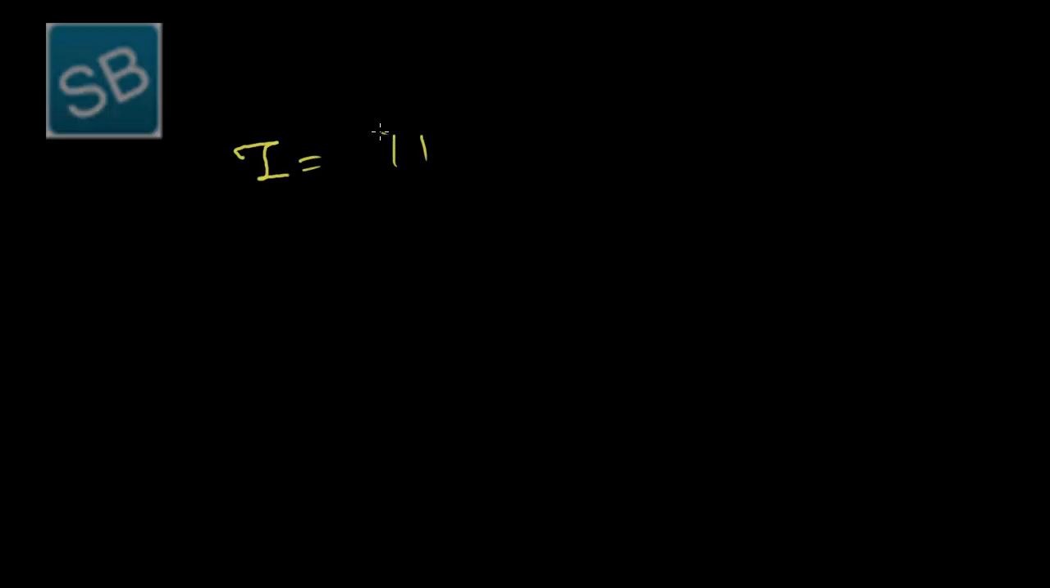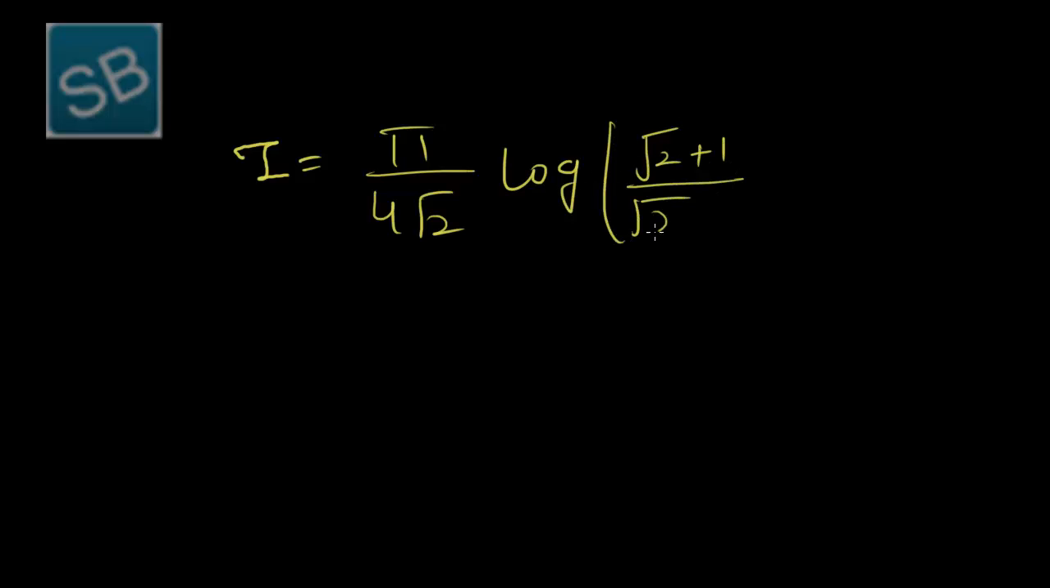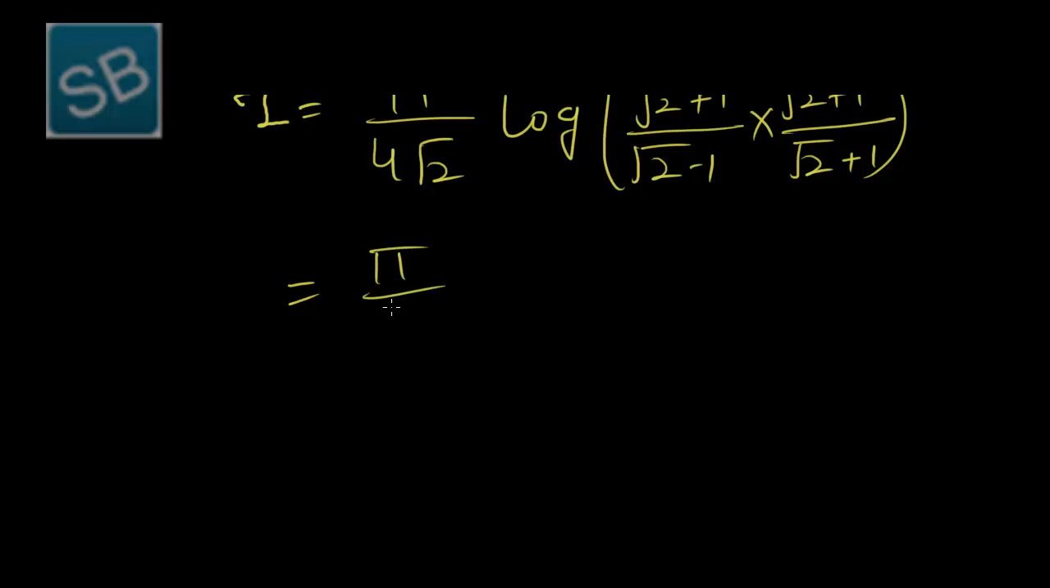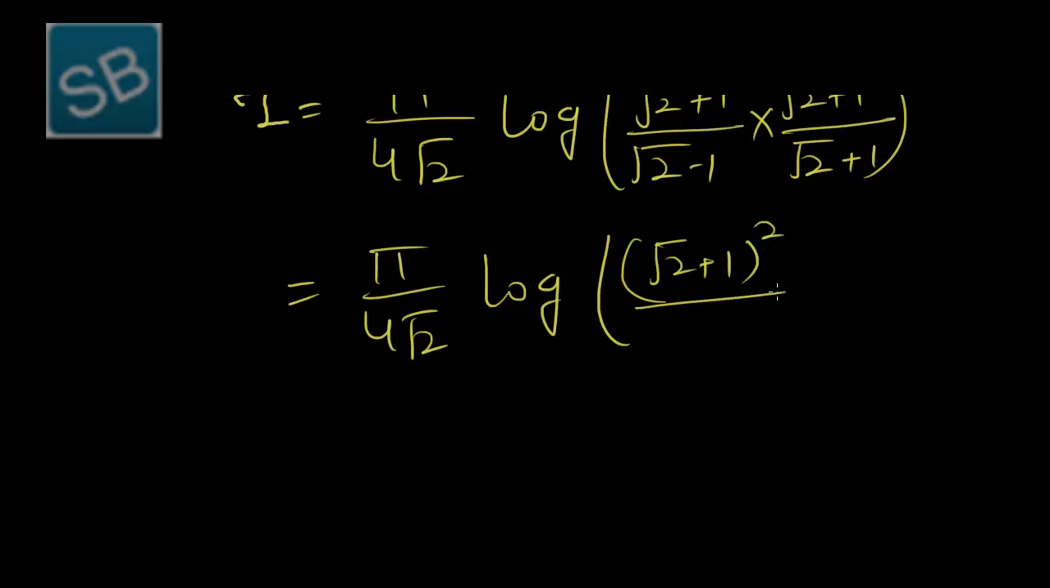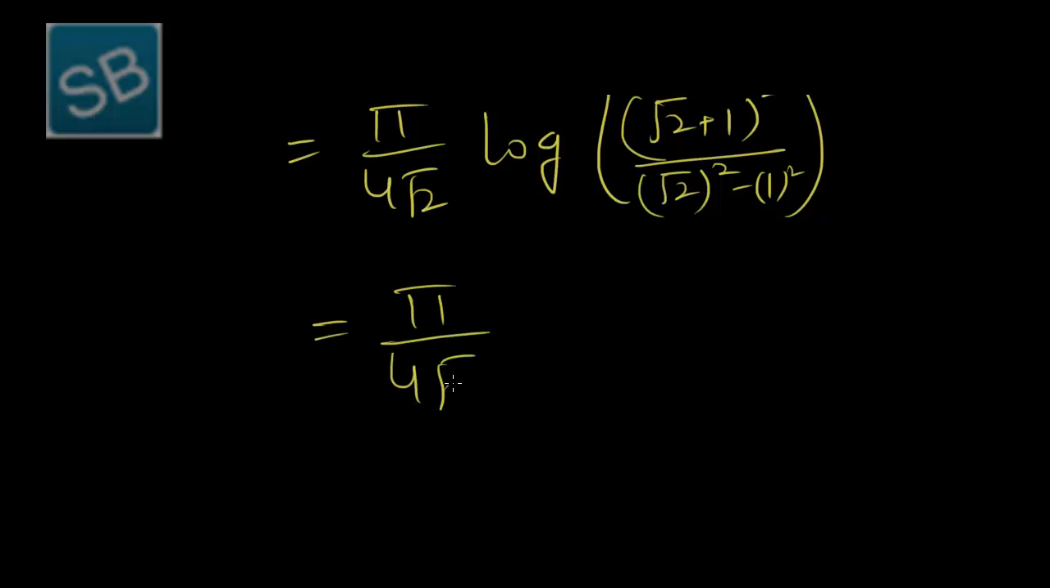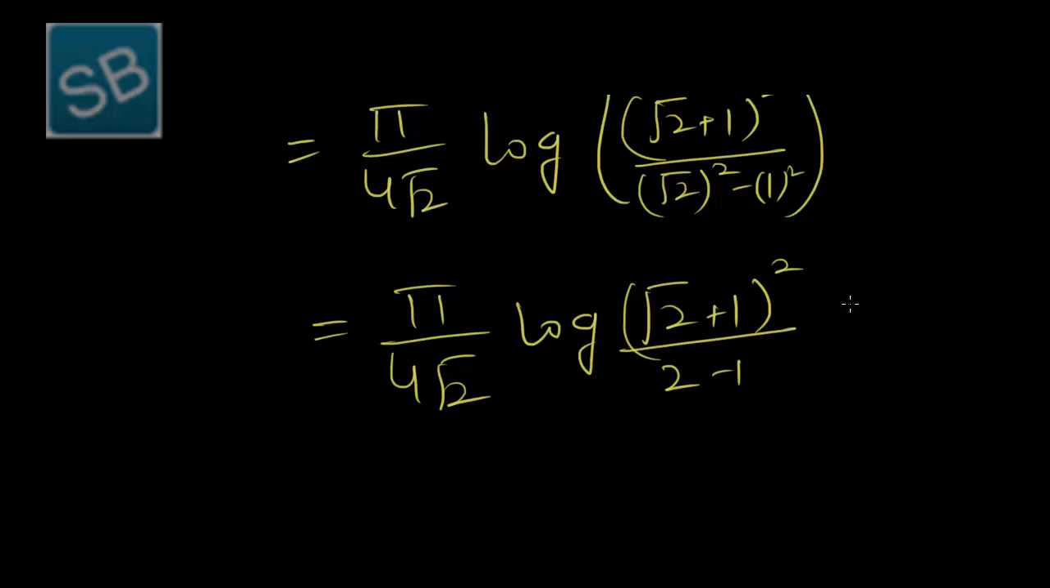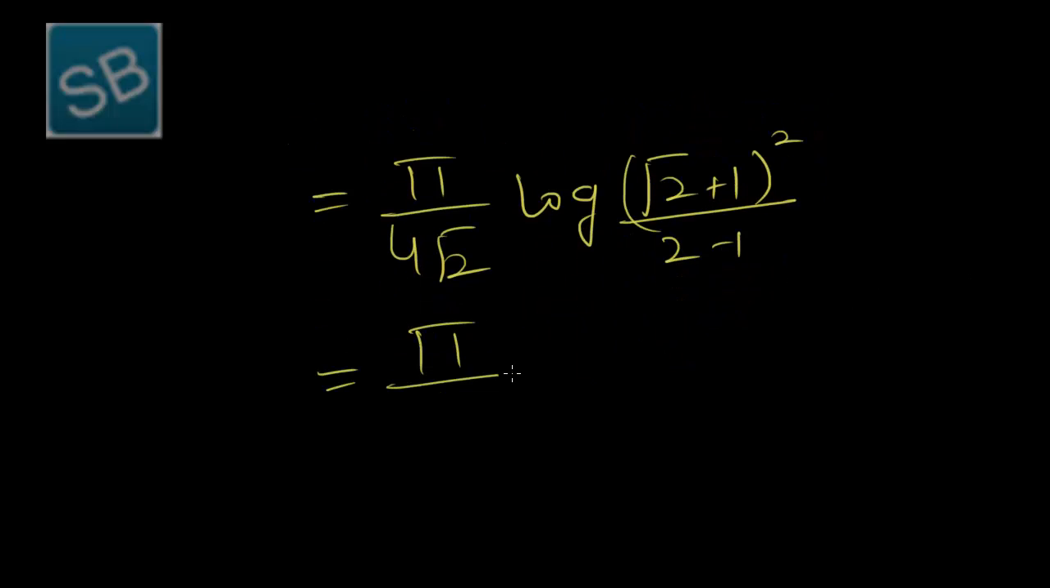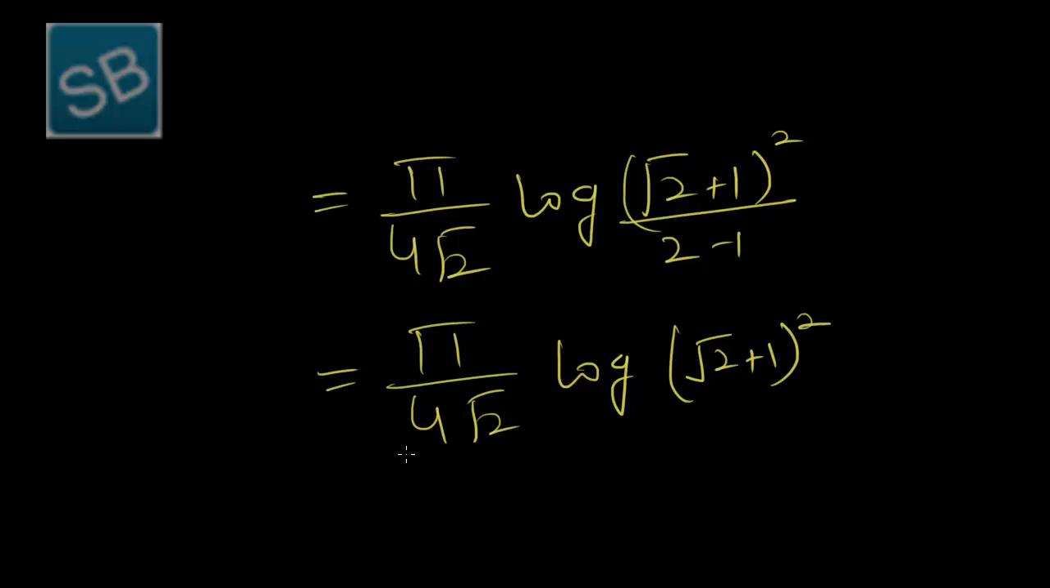Therefore, I is equal to pi over 4 root 2 log of under root 2 plus 1 over under root 2 minus 1. Now rationalize it, dividing and multiplying by under root 2 plus 1. So we get pi over 4 root 2 log of under root 2 plus 1 whole square over a square minus b square. So we get pi over 4 root 2 log of under root 2 plus 1 whole square, that is equal to the right hand side.